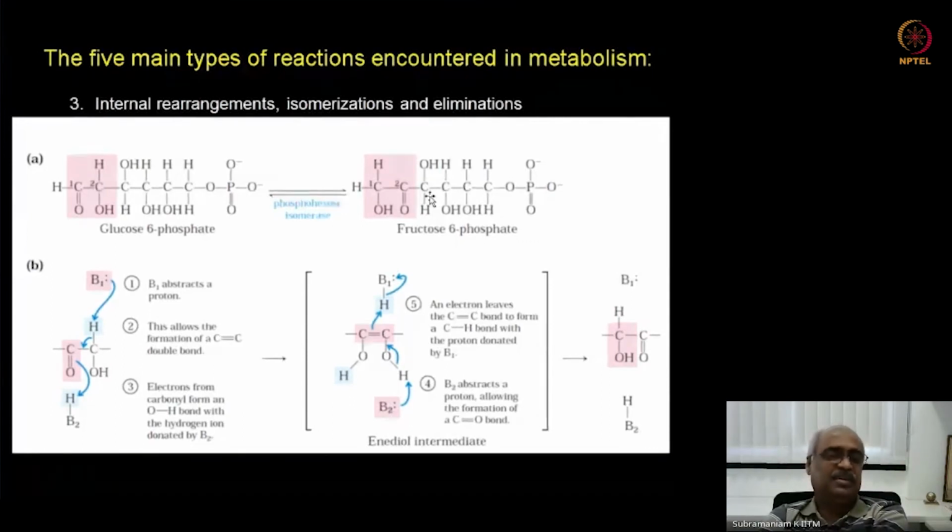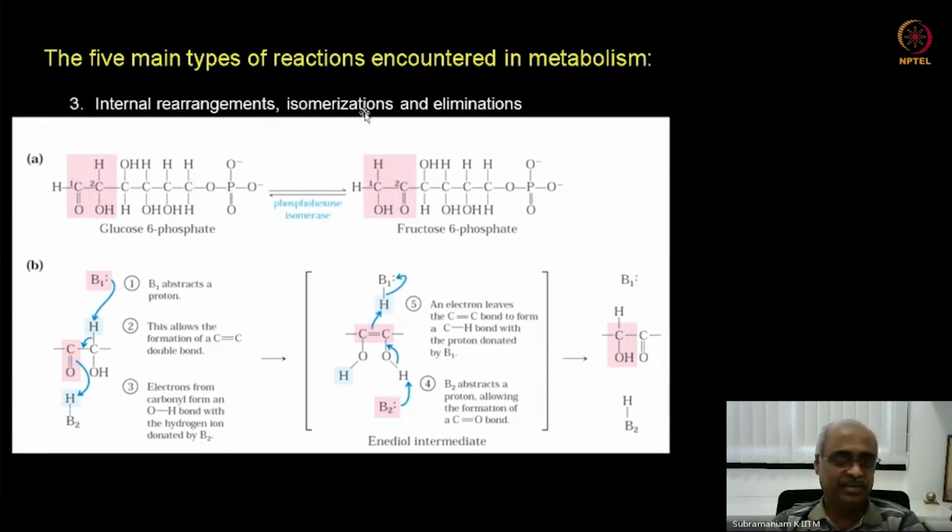Some of the internal rearrangements lead to transposition of double bonds. I don't have a picture for that here. We will see that kind of example when we go into cholesterol biosynthesis. There we readily see the shift of double bonds from one carbon to another carbon, and in some molecules they move quite a distance. So those transpositions are another kind of internal rearrangement.